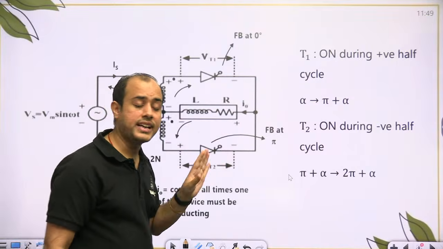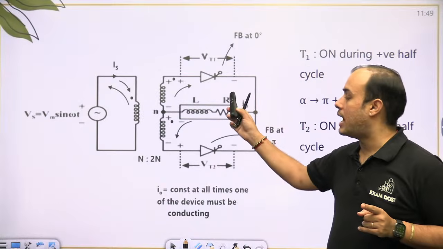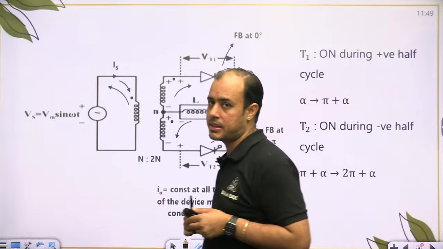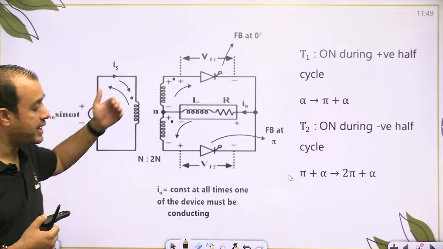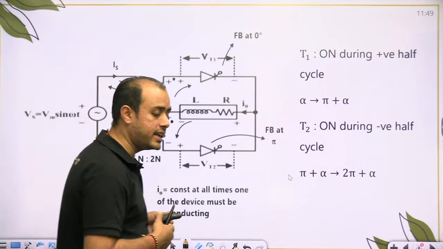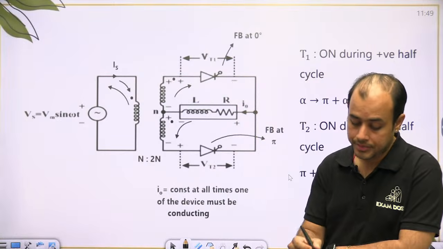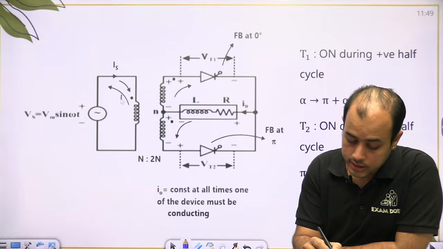So because I naught is constant, that means one of the two paths should always be present. दो में से कोई एक तो हमेशा present होना चाहिए. Which means either of the devices should always be conducting. दोनों में से कोई एक डिवाइस को हमेशा on रहना पड़ेगा. Now see, during the positive half cycle, the dot is positive.